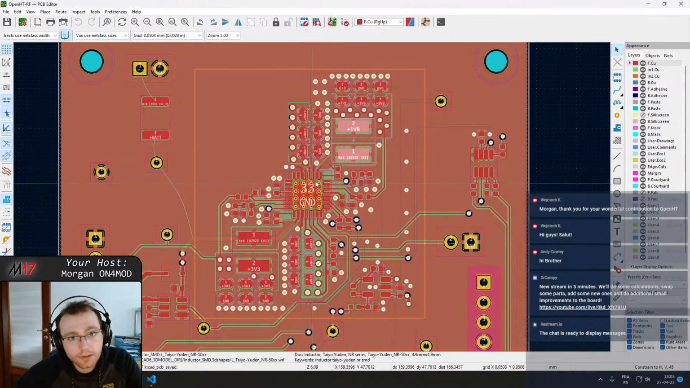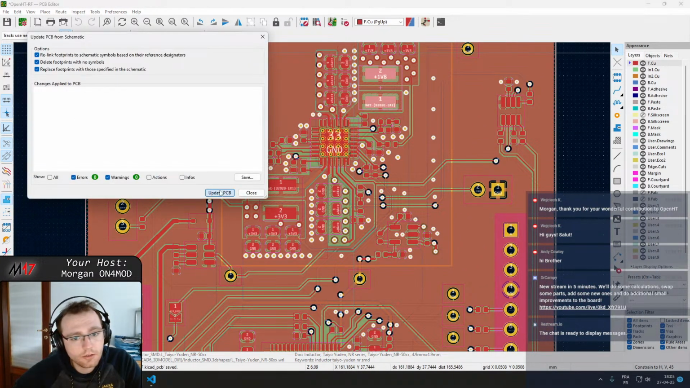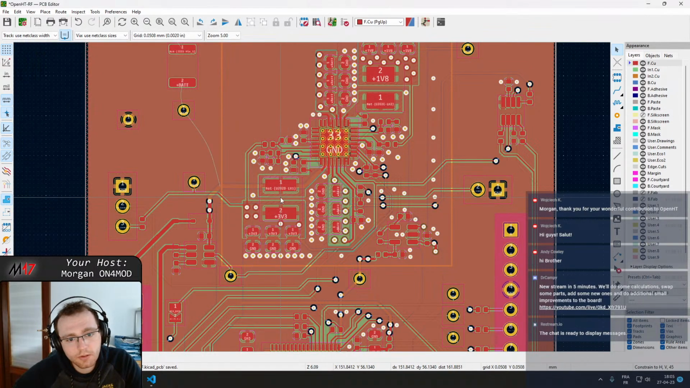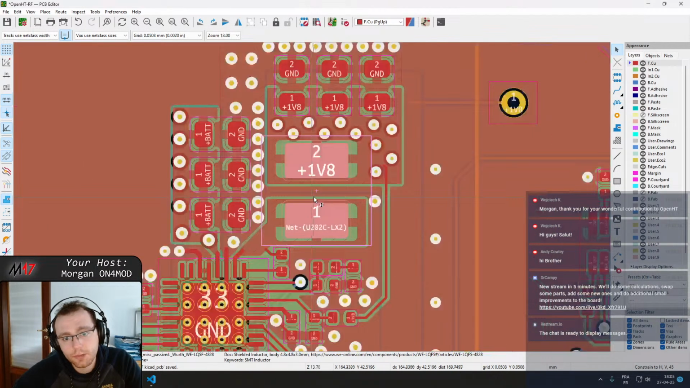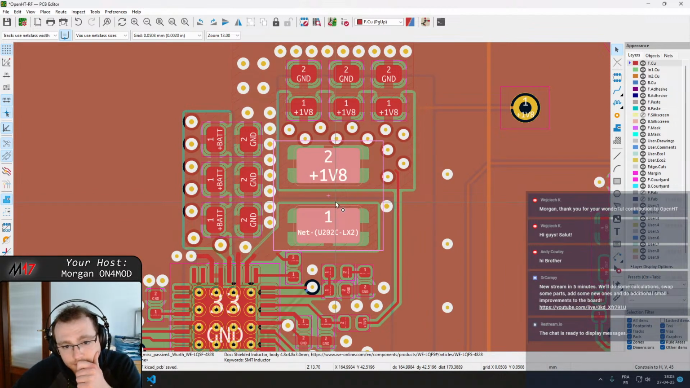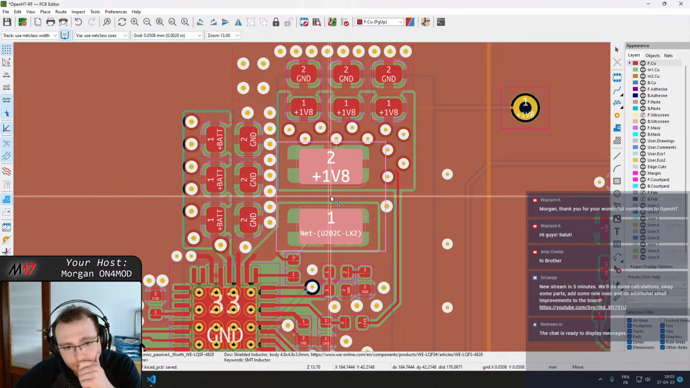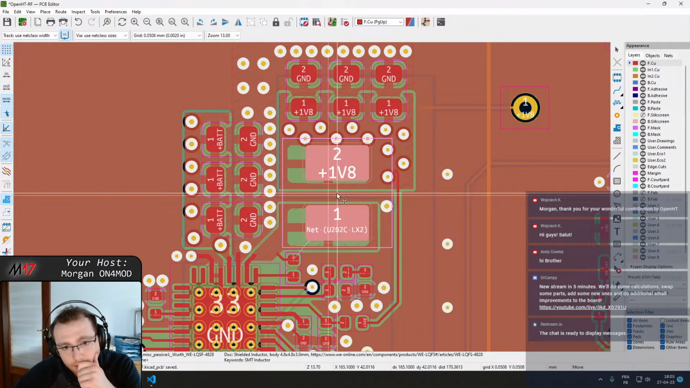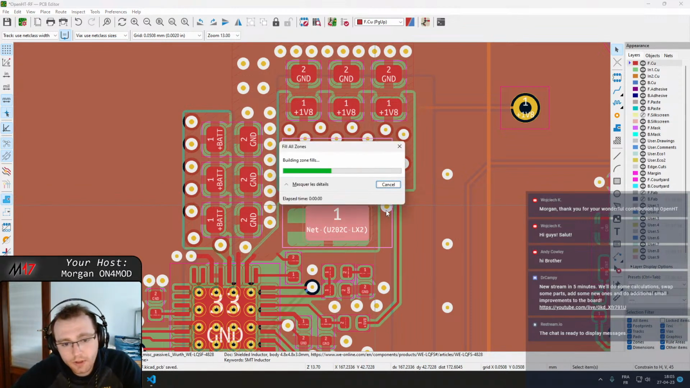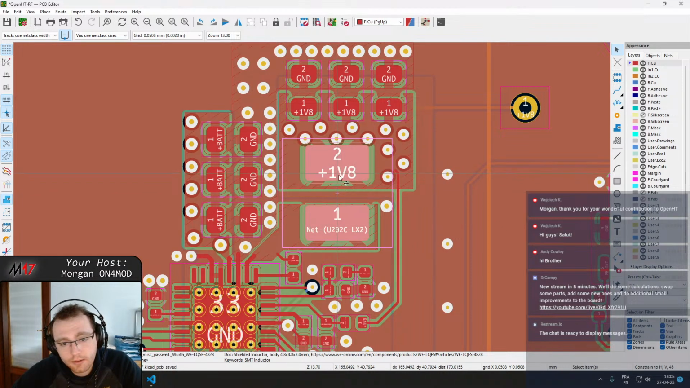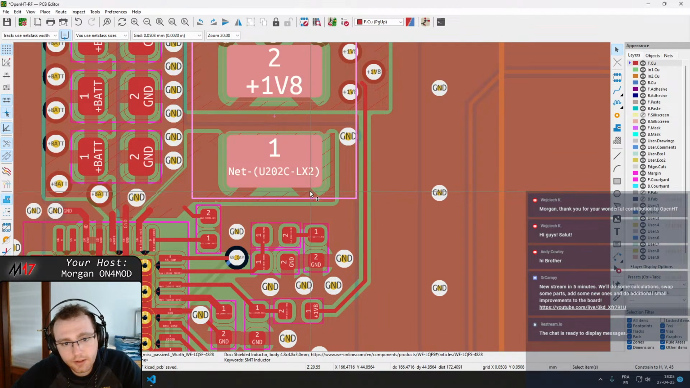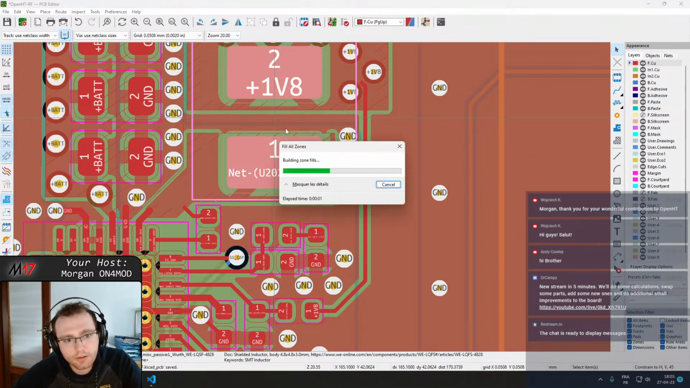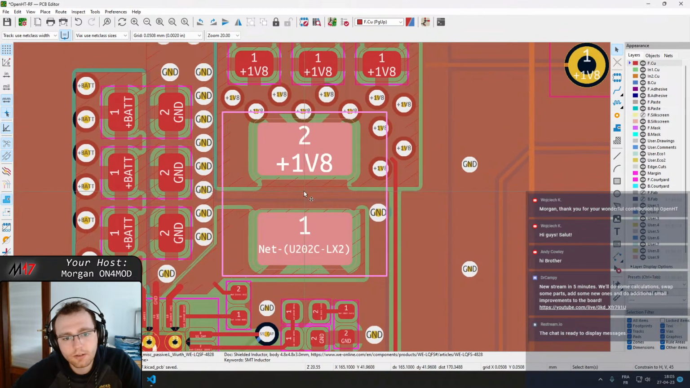Okay, so then we should update the PCB. Okay, this footprint has been modified. Well, we can basically leave it as is. Yeah, just like that. Oh, what a fancy way to do thermal connection.